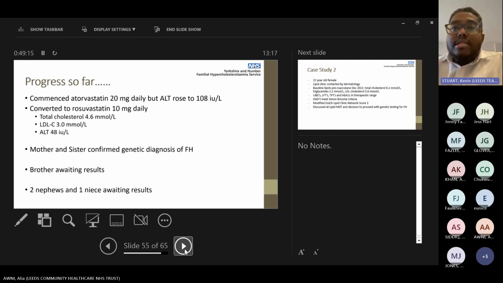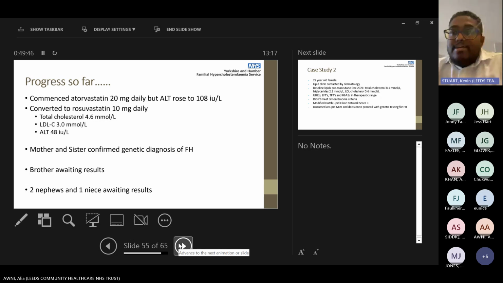So his progress so far is that he started on atorvastatin 20 milligrams, but as you can see, his ALT rose to 108. Now, we normally think about changing statins at around 120, so he's quickly approaching 120 at 108, and so he was switched to rosuvastatin 10 milligrams daily. And as you can see, his LDL cholesterol is 3.